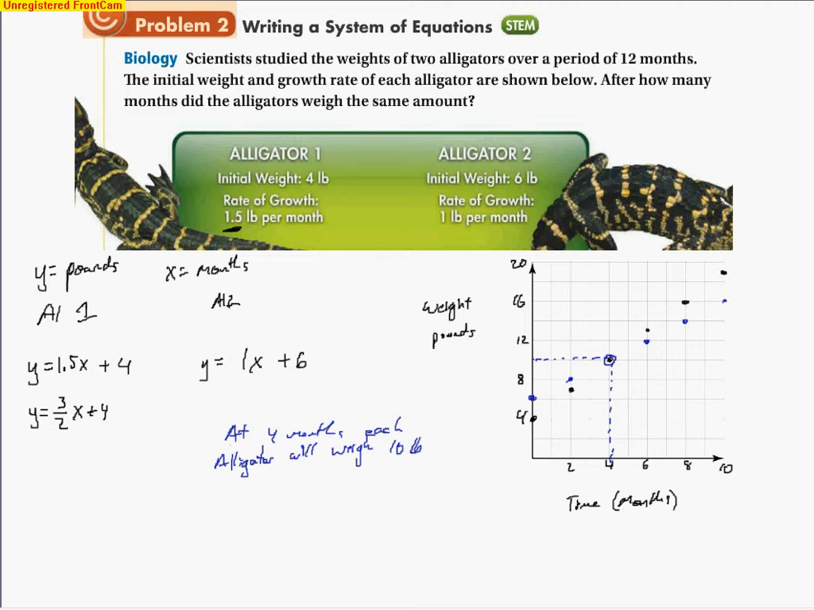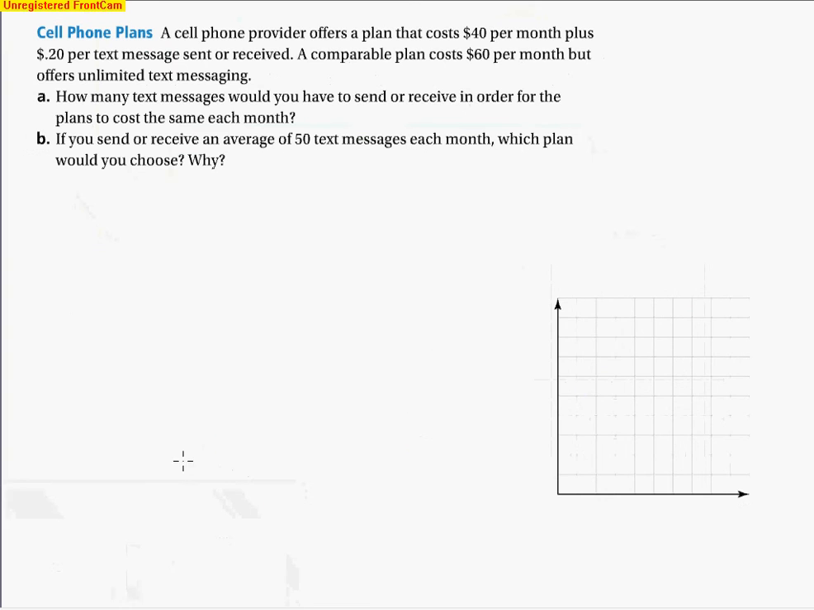So let's take a look at the next problem here, and it talks about cell phone plans. The cell phone plan provider offers a plan that costs $40 a month plus 20 cents per text message sent or received. A comparable plan only costs $60 a month with unlimited texting. Okay, so let's go ahead and write out our variables. We've got y is going to end up being our cost in dollars.